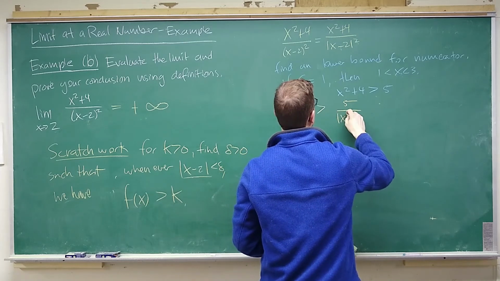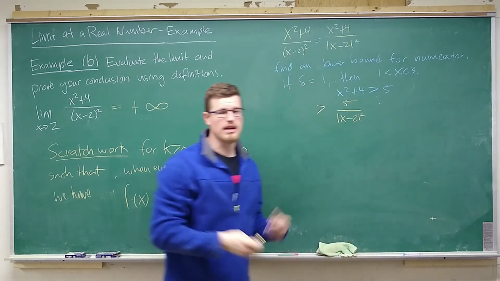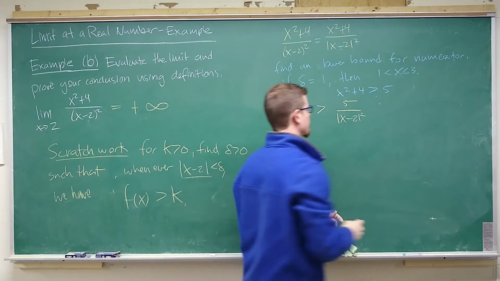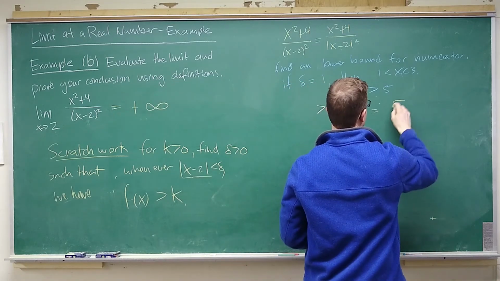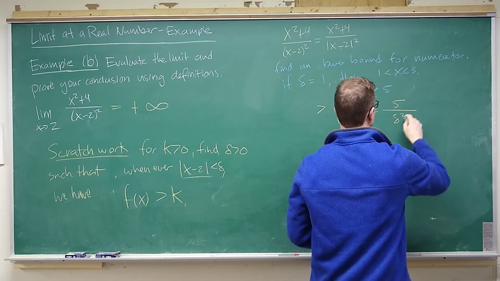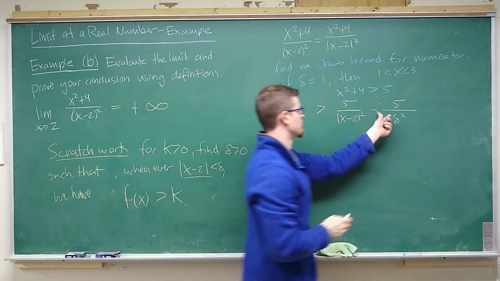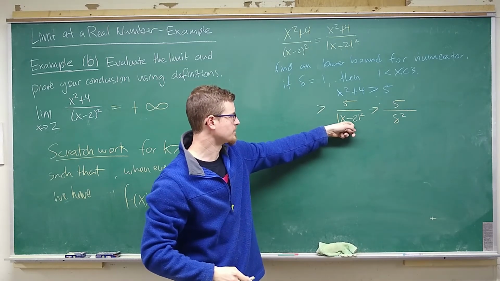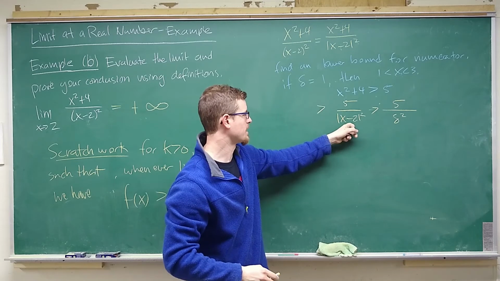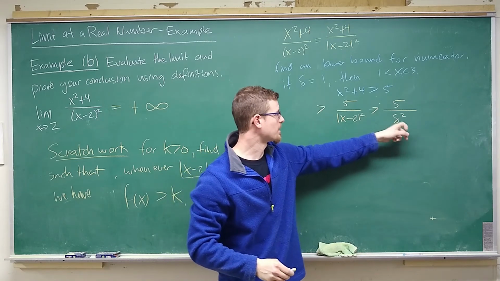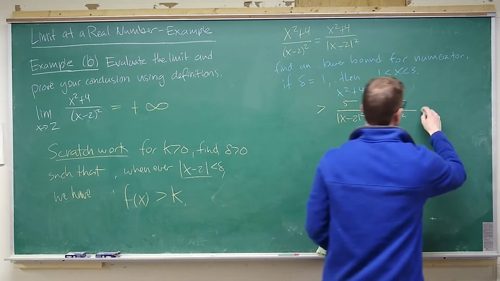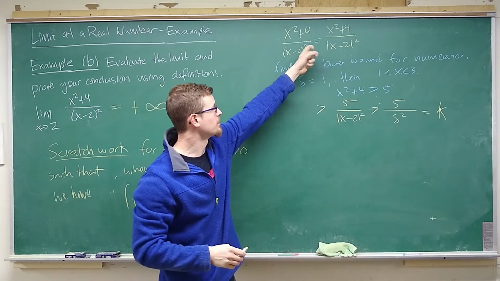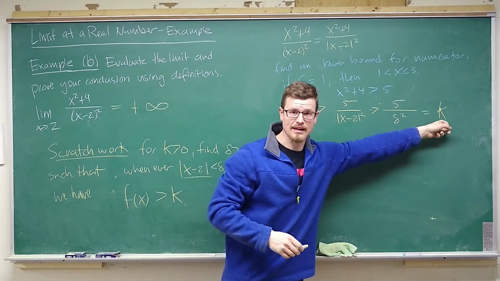So this gives us that the expression is greater than 5 over the absolute value of x minus 2 squared. So now I have it in terms of the absolute value of x minus 2. So that's fantastic. I want this to be equal to 5 over delta squared. In fact, this will be greater than, because delta is greater than the absolute value of x minus 2. So when I divide by a larger number, I end up with a smaller fraction, and I want this to be equal to k. So that way I have this expression, the function value, is larger than k.